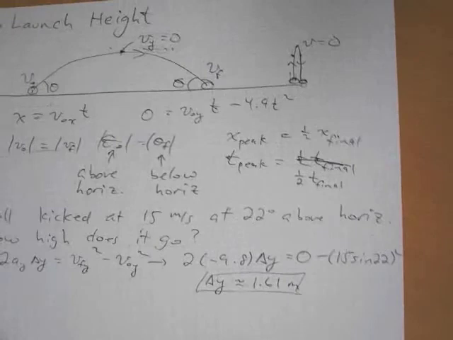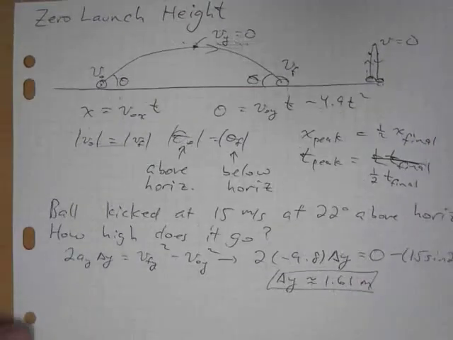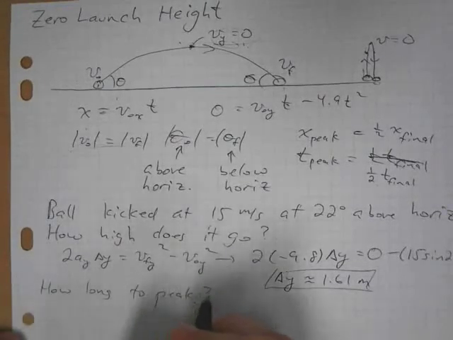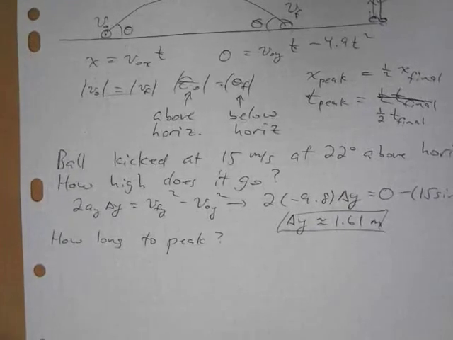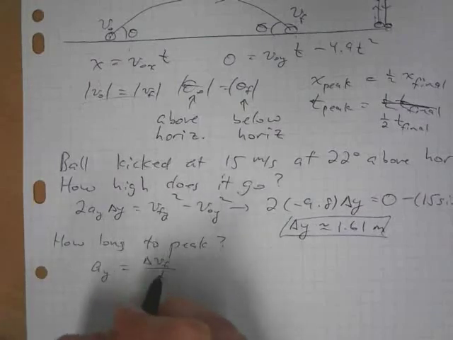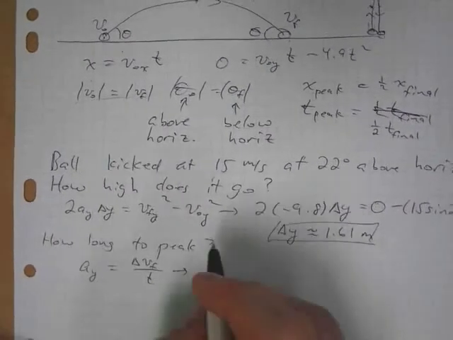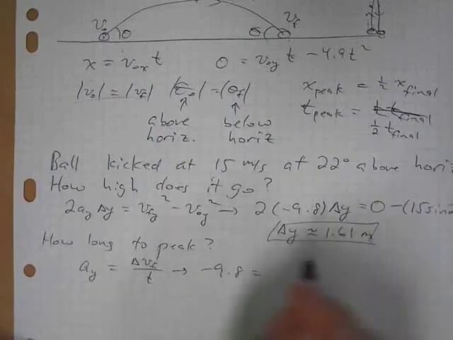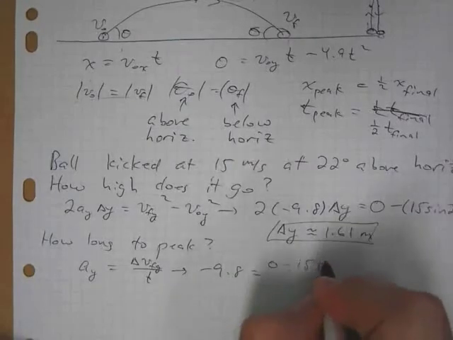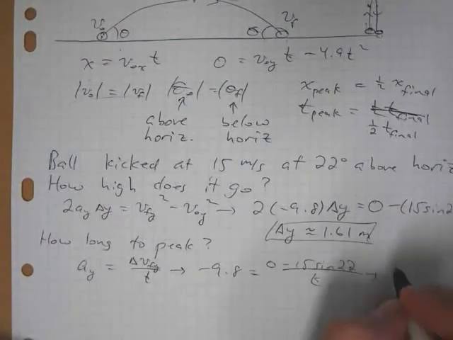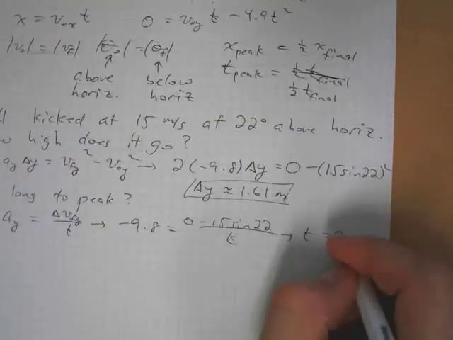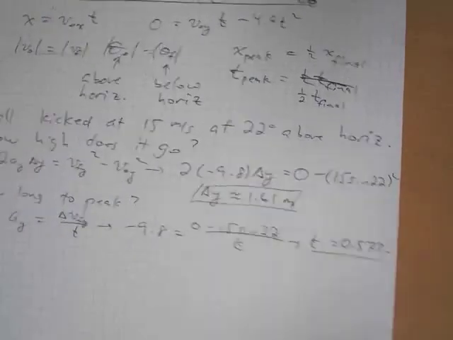All right. Let's say we want to know how long it takes to get there. Now we can do that using just our definition of acceleration. Acceleration is delta v over t. Our acceleration in the y direction is minus 9.8. Our final velocity in the y direction is 0. Our initial velocity in the y direction is 15 sine 22. And so we can figure out that our time is about 0.573 seconds.